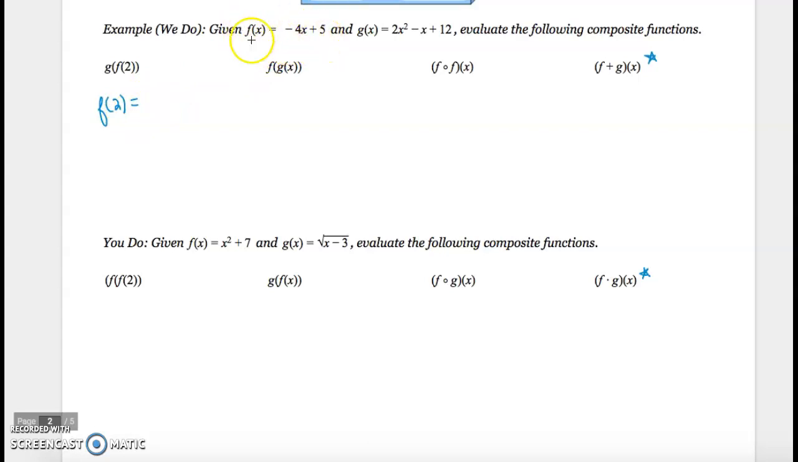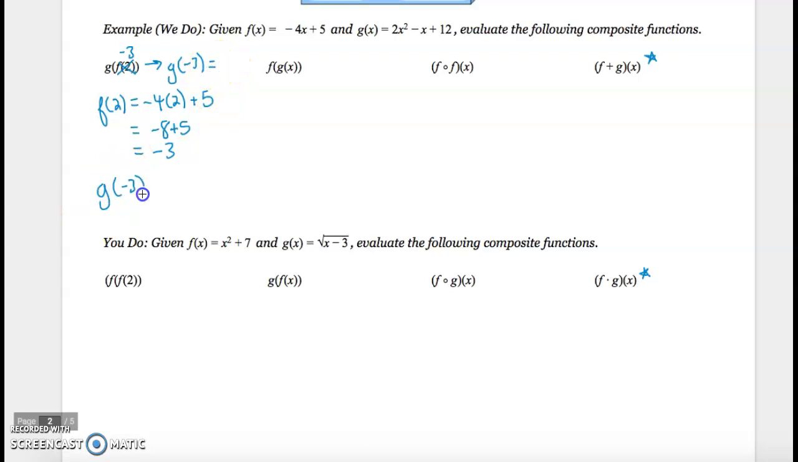So looking at the correct function, f, I'm going to go ahead and plug 2 into that. Plus 5. So I get negative 8 plus 5, which gets me negative 3. So that's what f of 2 is equal to. So what I can do now is replace my f of 2 with a negative 3. So secretly what I'm finding now is g of negative 3. So I can do that next.